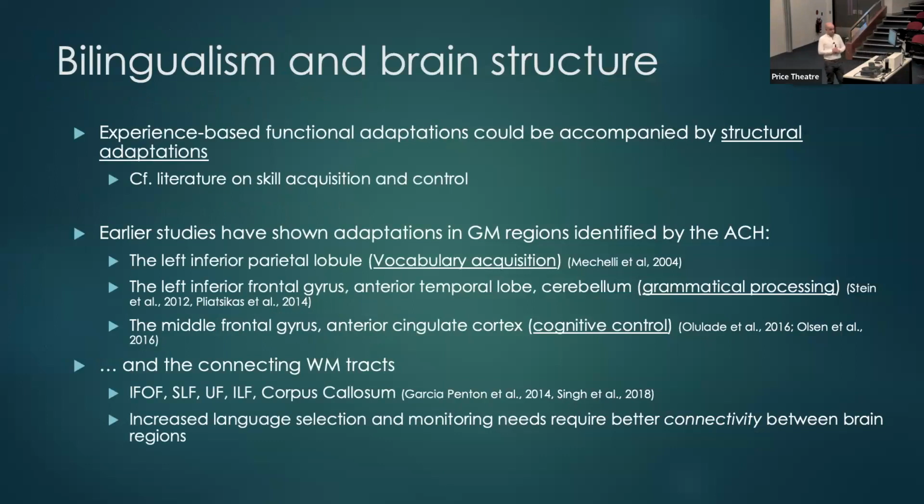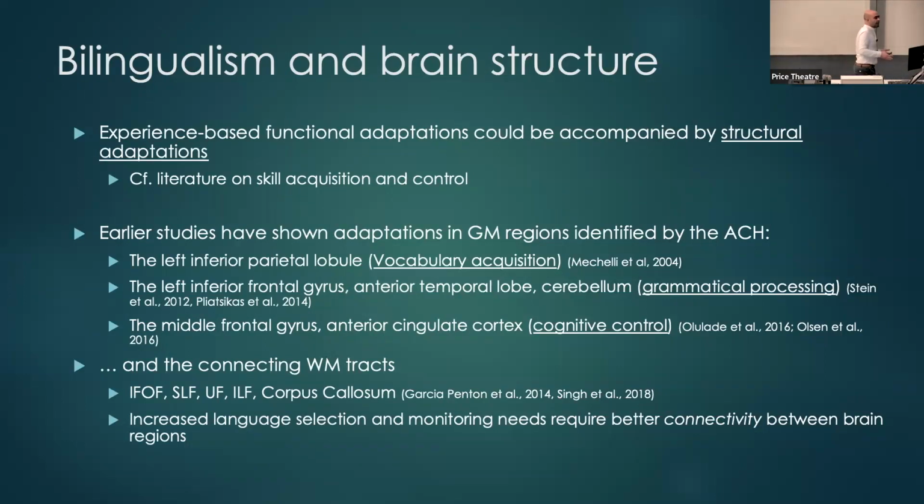Structure. Experience-based functional adaptations could be accompanied by structural adaptations. And we've mentioned that already, right? So you learn how to juggle, you learn how to play basketball, whatever. You find structural adaptations in the brain. Some people started looking at this possibility earlier in the process. And indeed, several studies showed adaptations in gray matter regions that were actually identified by the adaptive control hypothesis.